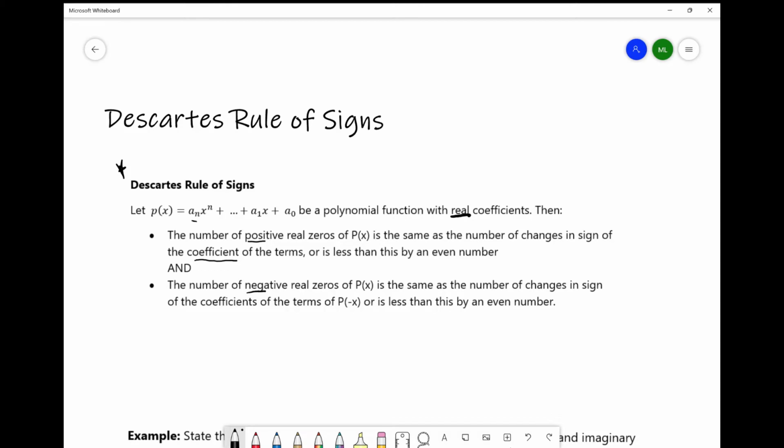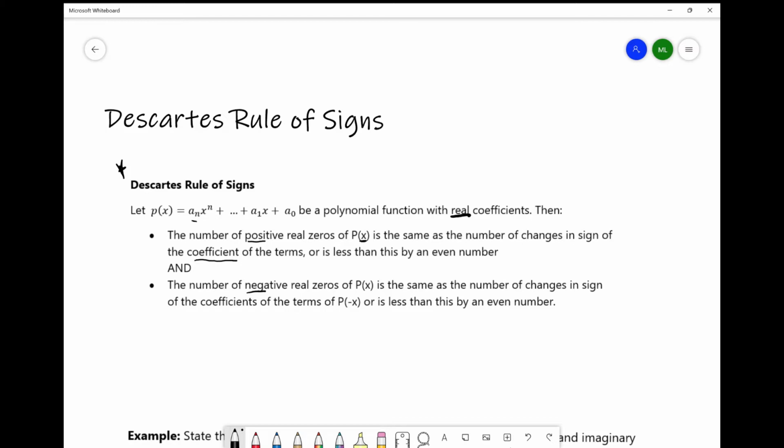So let's say you have 3 changes in coefficients, the number of sign changes is 3 for your polynomial at x. The key word is that it's at x. Then the number of positive real zeros is the same as the number of changes, or less than that by an even number. So 3 is possible, then 2 is possible, and then 0. Either 3, 2, or 0.